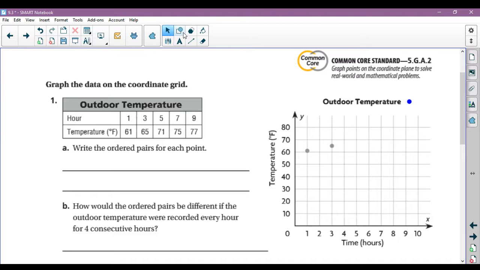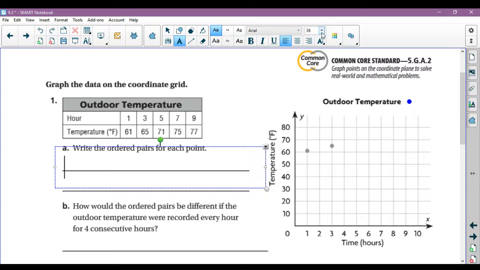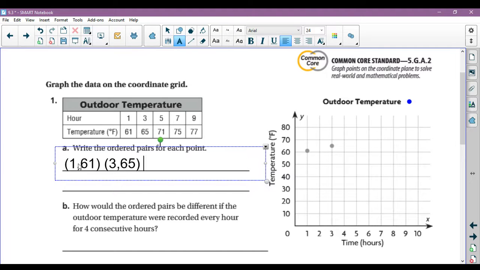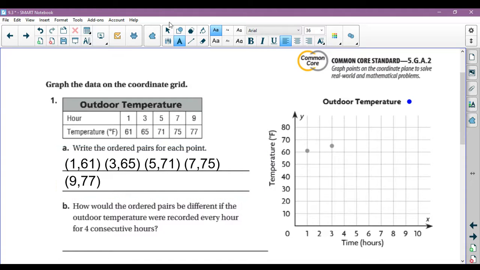We have hour 1. At hour 1, the outdoor temperature was 61 degrees. So our first ordered pair is going to be, I'm going to just make this smaller right from the start, 1, comma, 61. And then our second ordered pair would be 3, comma, 65. Our next one is going to be 5, comma, 71. We have 7, comma, 75, and 9, comma, 77. Okay, so there we have our ordered pairs.